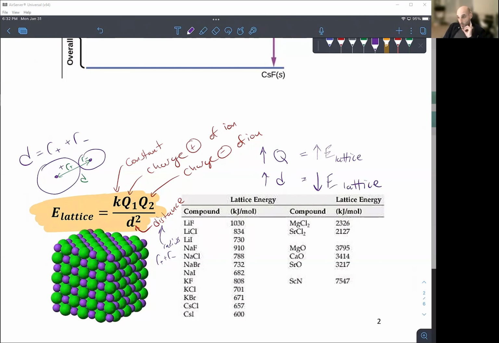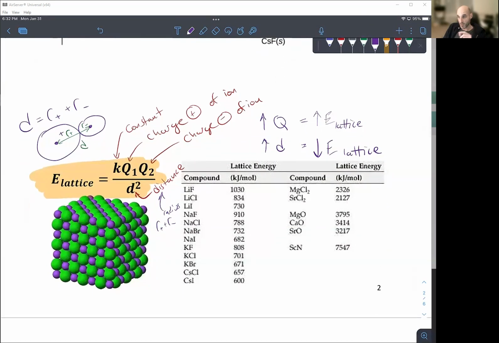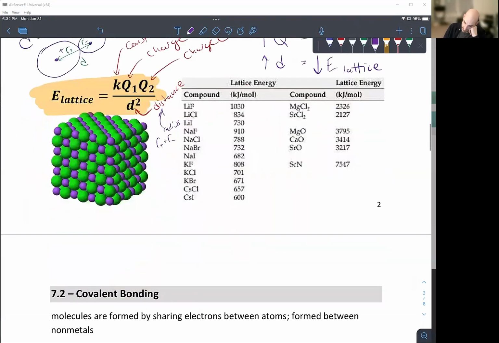Which of these is more important? Okay, so look at these. Is charge more important, or is distance more important for the energy of the lattice? So look at the lattice energies and tell me what you think. And then we'll talk about this in class as well.